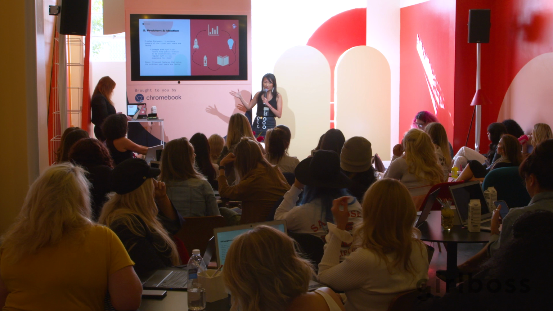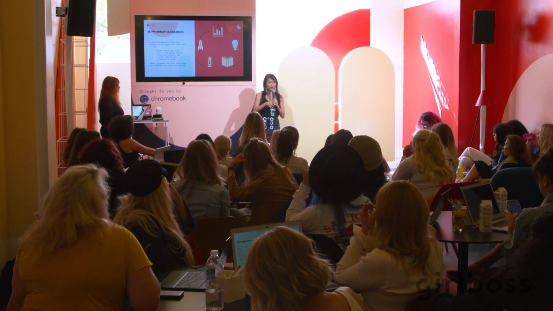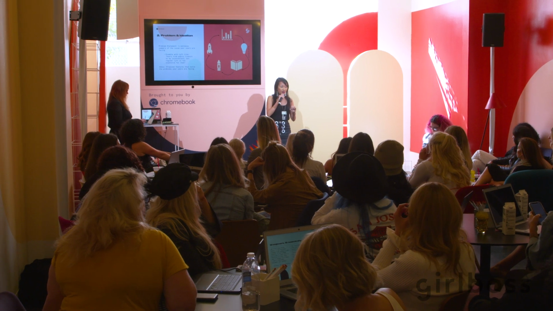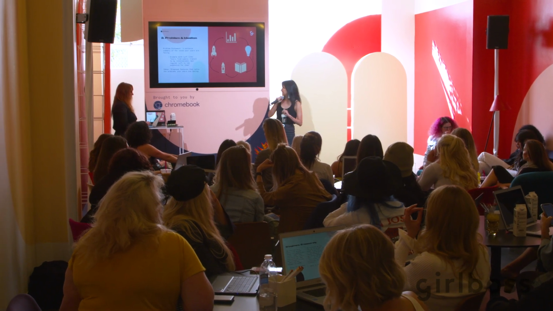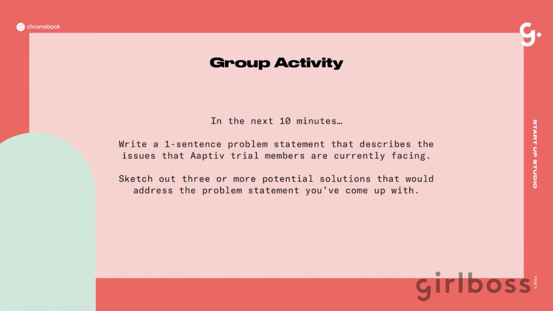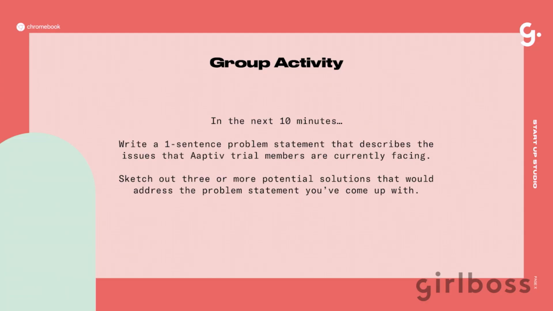So we're going to do an activity right now, and you all have your Chromebooks in front of you. There's a file on there that Sarah is going to help you find. In the next 10 minutes, what I want you to do is write a one-sentence problem statement that describes what you heard in terms of the issues Aaptiv users are facing. So how would you describe everything that you just heard from those users, both in terms of what they were doing and in terms of what they told us?